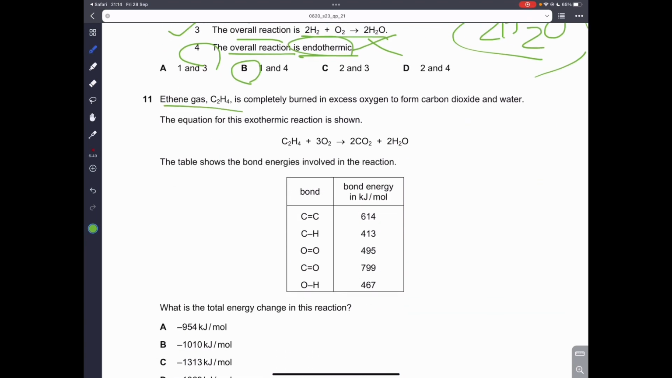Question 11. Ethene gas, C2H4, is completely burned in excess oxygen to form carbon dioxide and water. This is a combustion reaction. The equation for the exothermic reaction is shown. Now they have already balanced it for you. The table shows the bond energies involved in the reaction.